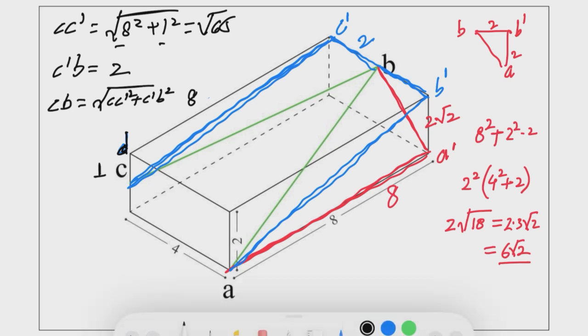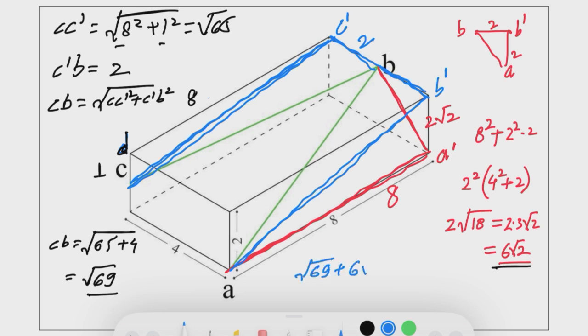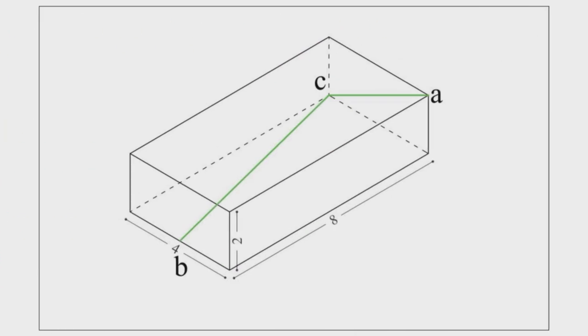Once we have this, what do we know? We know that the CB length is equal to the root of the square of root 65, that is 65 itself, plus the square of 2, that is 4. So therefore it becomes root 69. So on one side we have got the answer as root 69, on the other side we have got 6 root 2. So the combined answer is root of 69 plus 6 root 2, and that is our final answer for this case. Let's move to another question.